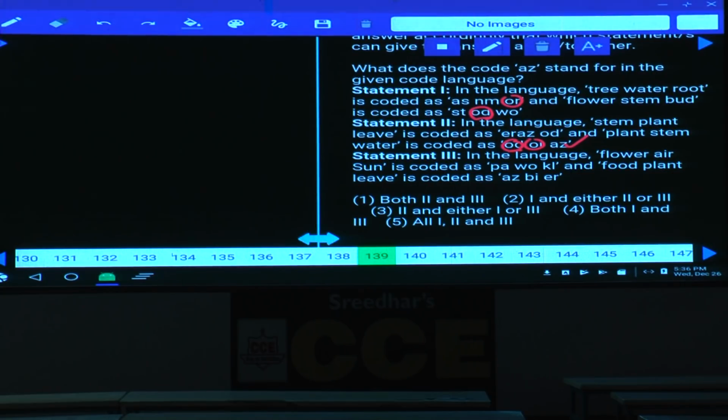Next one, directions, are easy. You can do them just by looking. Next one, a small comparison. Blood relation and ranking are very difficult. We cannot directly start with that ranking and blood relation. Done with this 139.